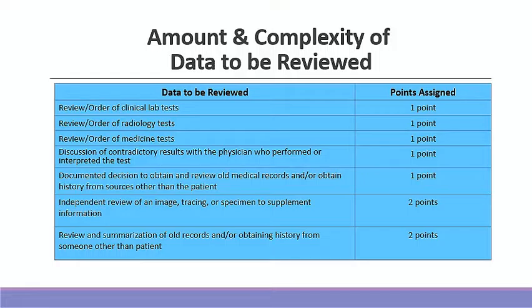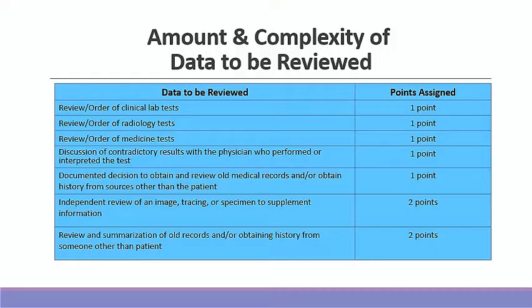The last category in this element states providers will receive 2 points when they review and summarize old records and/or obtain history from someone other than the patient. To receive 2 points for review and summary of old records, the provider should state the source of the records reviewed and summarize the information that was obtained which is relevant to today's encounter. These may be hospital records, other specialist records, old records from previous healthcare providers, and in the instance of children, school records or immunization records may count as well.